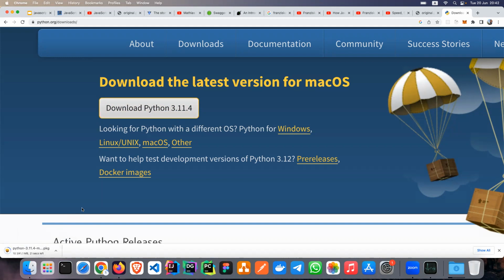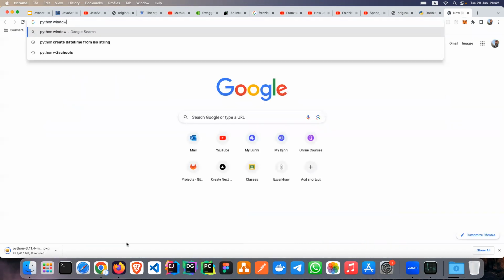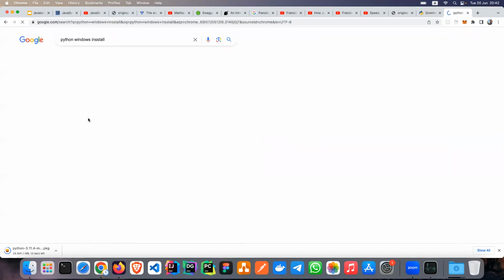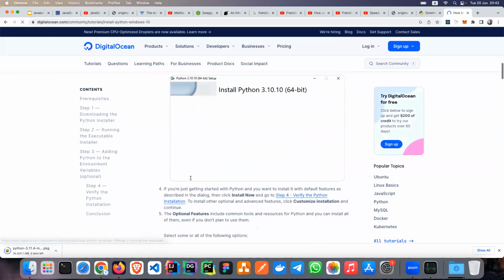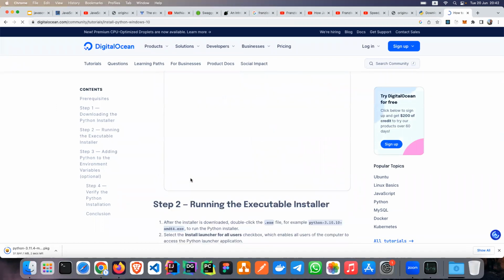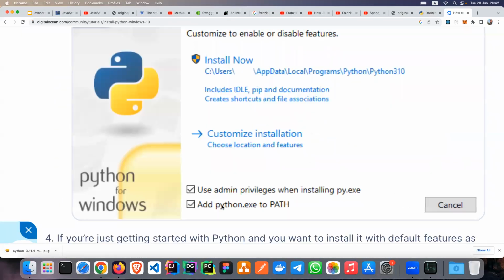For Windows users, just make sure that there is some text there. It's called "add Python to the path." Please check that. Yeah, for Windows users, please check this one, okay? Add Python to the path. Otherwise, you won't be able to use it directly.